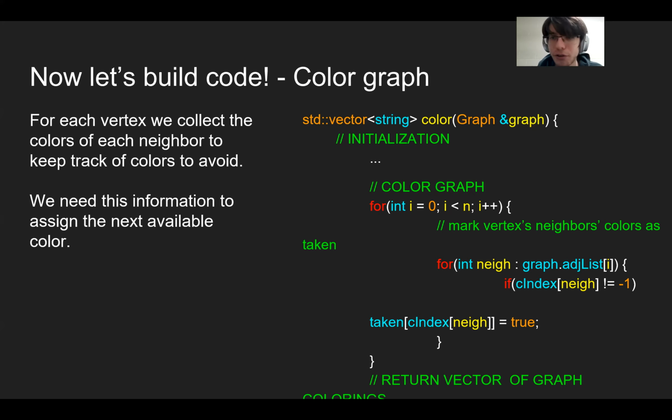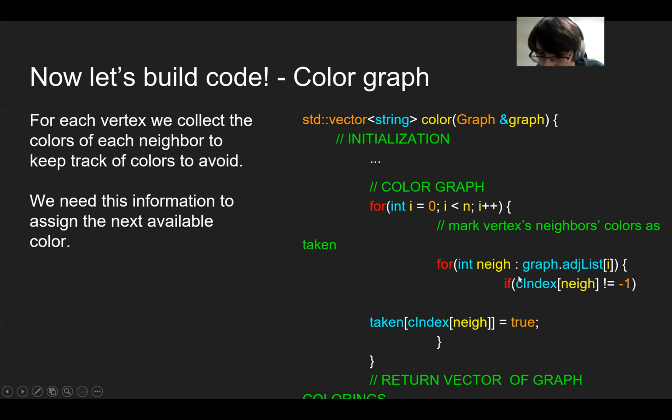So we can keep track of colors to avoid, because we don't want to color ours red, right, if we've already colored a neighbor red. And this information is going to assign the next value. So we have our color graph, so we're going to loop through and mark every vertex's neighbor colors as taken. So we're going to say, okay, maybe I've taken red already, so I can't use red. And you're just going to mark all of them.